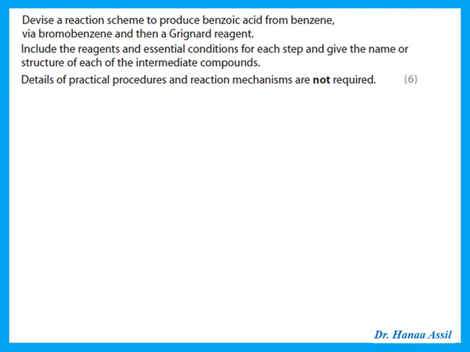This question says, devise a reaction scheme to produce benzoic acid from benzene via bromobenzene and then a Grignard reagent. So we want to start with benzene, change it to bromobenzene, make a Grignard reagent, and then get benzoic acid. Include the reagents, essential conditions, the name or structure of each of the intermediate compounds. So let's take a look.